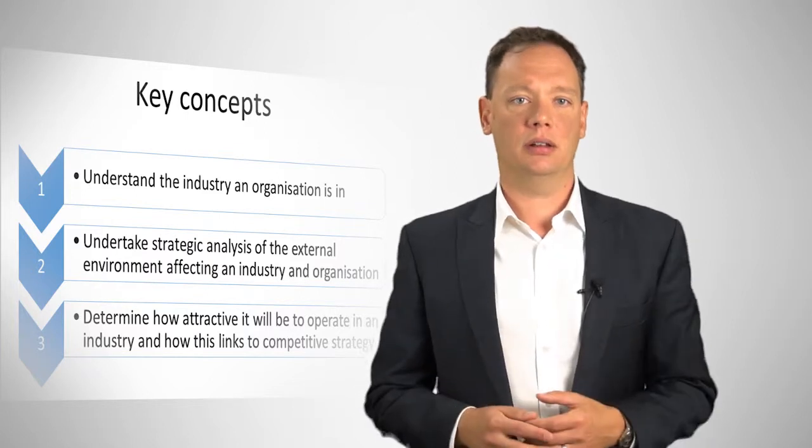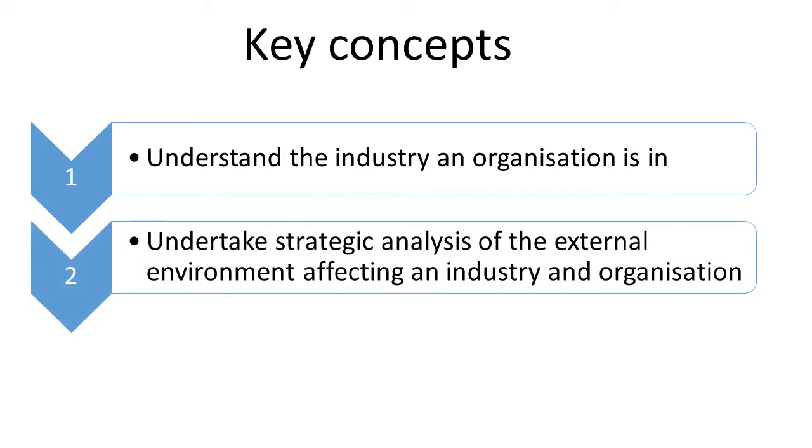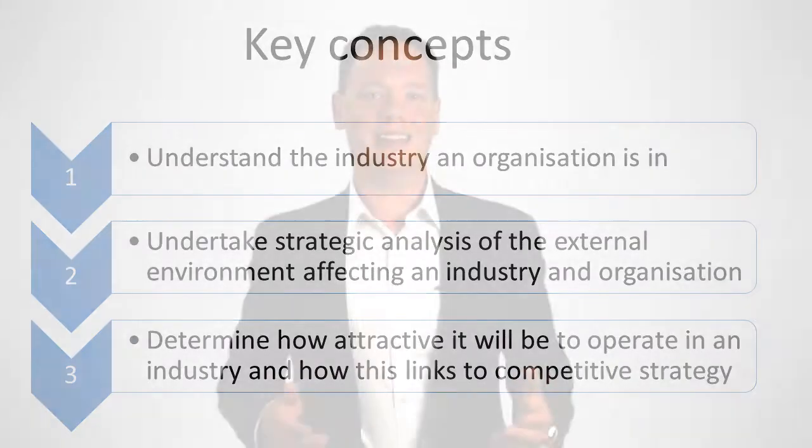Our 3 key concepts are: define the industry, undertake analysis of the external environment, and determine how attractive and therefore profitable an industry will be for an organisation. We can then make the link between this and the need for a competitive strategy. Let's get into it, starting with the first concept.